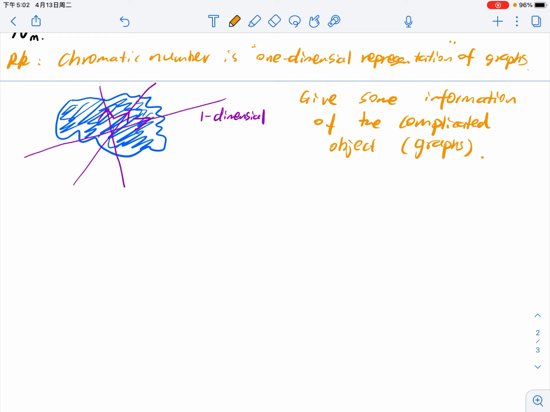Okay, so whenever you have a real problem, you always want to simplify the model and drop sometimes even the majority of the object, but only leave the most important related stuff. Okay, so chromatic number, some kind of invariant describing the connectivity or the structure of the graph.